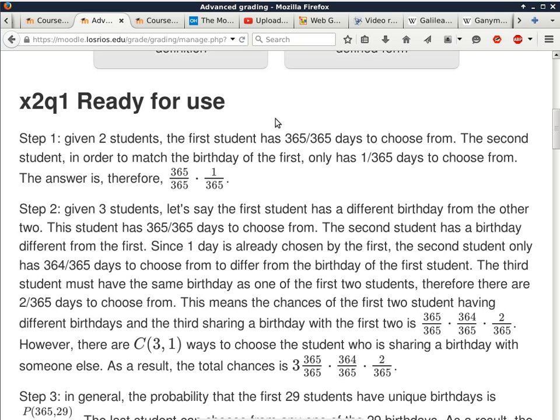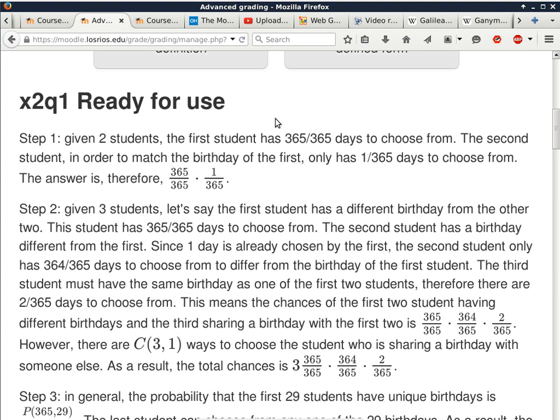Well, how many choices do we have for the first student? 365 out of 365 days. And once the first student has disclosed, okay, my birthday is blah, blah, blah, what about the second student? The second student only has how many choices out of 365? 1 out of 365. So you have 365 over 365 times 1 over 365, and that will give you the chances of having 2 students having exactly the same birthday. So the answer is just 1 over 365 because the first number simplifies to 1.